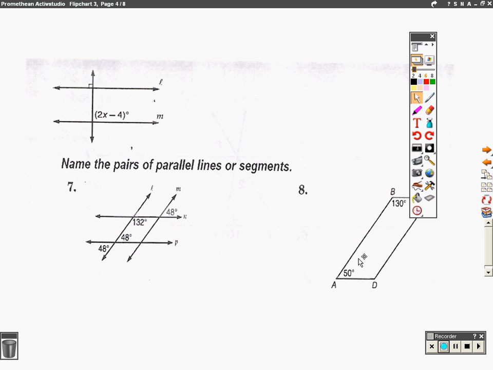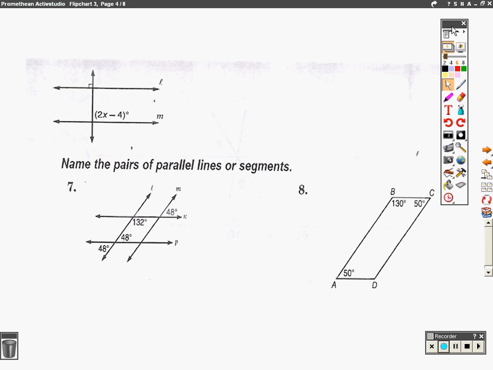Just wanted to go through some of these problems with you. So this was the first problem. We were given that L is parallel to M. So what we want to do here is we know that if this one's 90, we know this one's 90. And because we've already said that these are parallel, 2x minus 4 has to equal 90 because they are corresponding angles. Top right, top right.